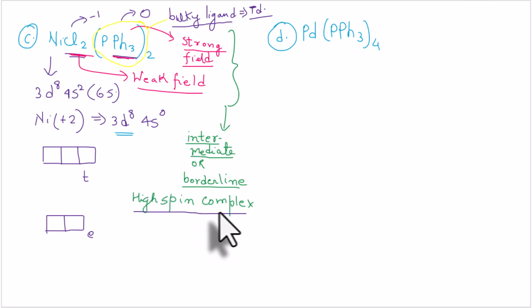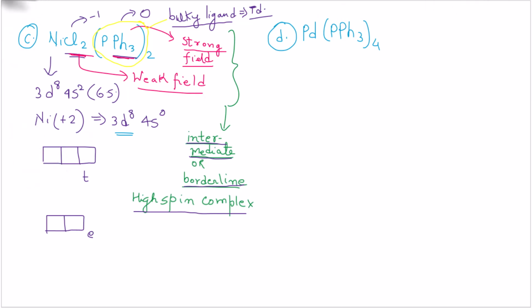There is less possibility of getting paired, and this is the reason why the combined effect of 2 weak field and 2 strong field ligands comes out to be an intermediate or a borderline effect, leading to the high spin complex. So this is an important thing to understand in this complex of nickel.